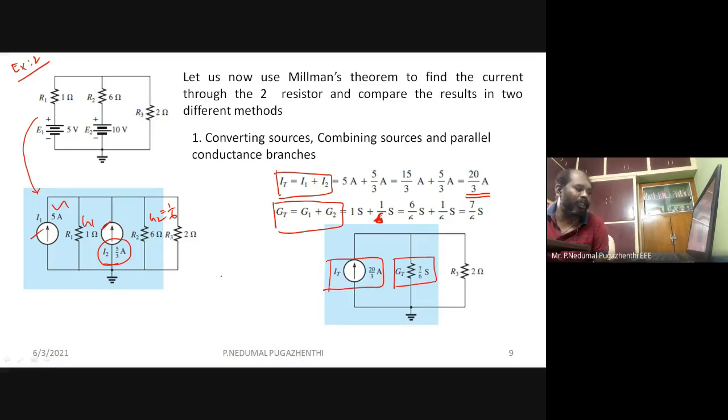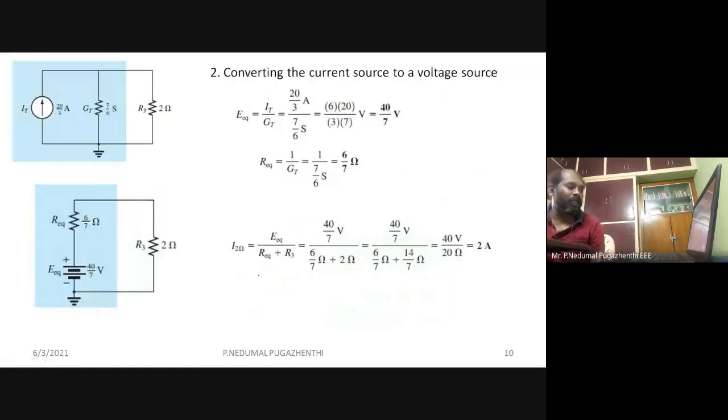Now I want E equivalent. What is E equivalent? I total divided by G total. So which is equal to 20/3 into 6/7. So what I will get, 40 divided by 7. Okay, this is going to be 40 divided by 7. What is R equivalent? R equivalent is equal to 1/GT. So what is that? You'll get 6/7 ohms. You can see that 40/7, 6/7. Now I can find what is the current passing through that. I am getting 2 amperes.